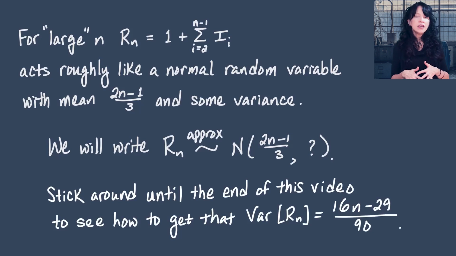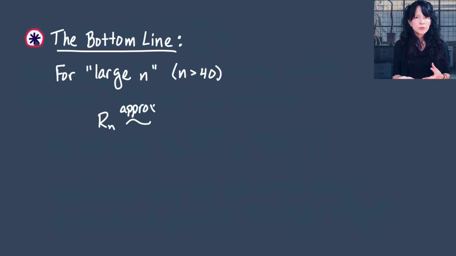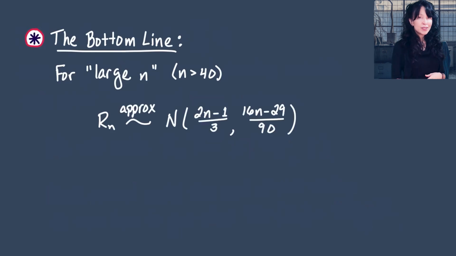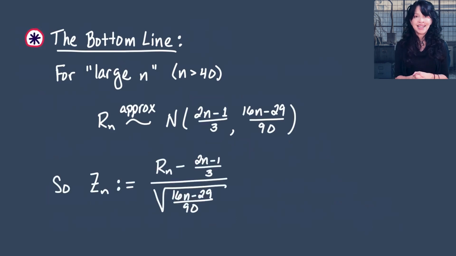Once we have that, the bottom line is that for large n, usually considered in this case n greater than 30 or 40, R_n is approximately normally distributed with mean (2n-1)/3 and variance (16n-29)/90. This means that if you define a new random variable, capital Z_n, to be R_n minus its mean divided by its standard deviation, you'll get something that is approximately normal(0, 1).